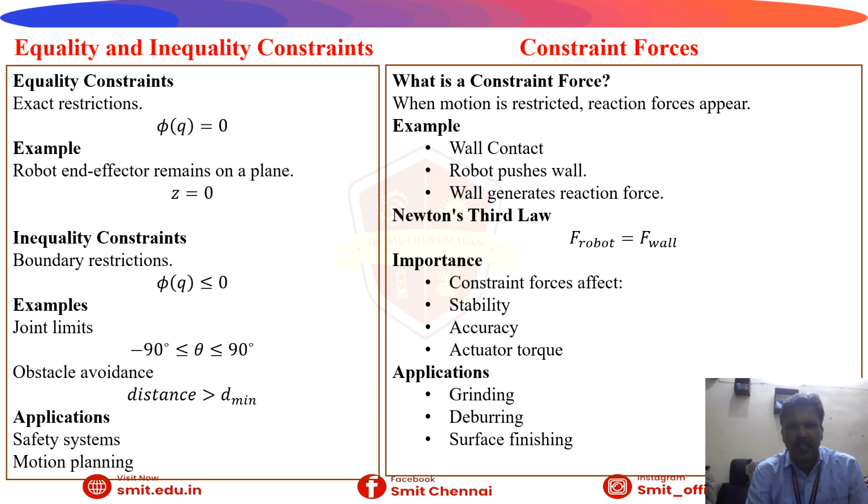Then constraint forces: when the motion is resisted, reaction forces appear. Example, wall contact: the robot pushes the wall and the wall generates a reaction force. So by Newton's third law, F robot equals F wall. In this case some obstacle will be there and a reaction force will occur. We are aware of Newton's third law: there is one opposing force. Importance: constraint forces affect stability, accuracy, and actuator torque. Applications: grinding, deburring, surface finishing.